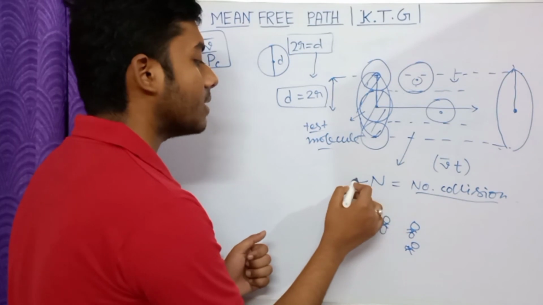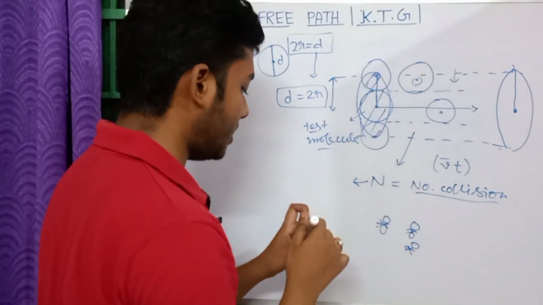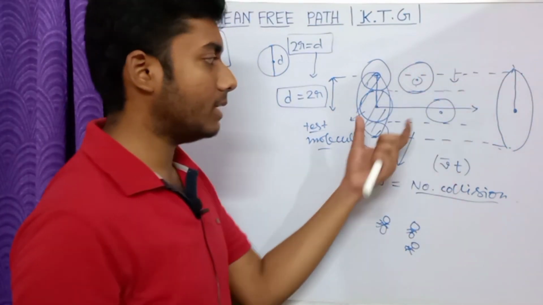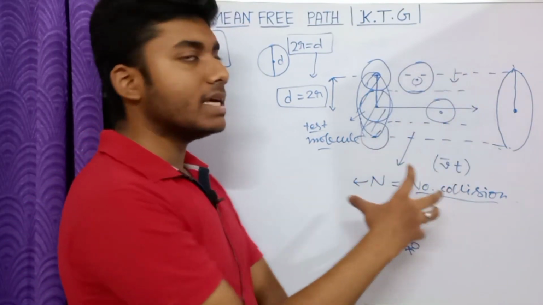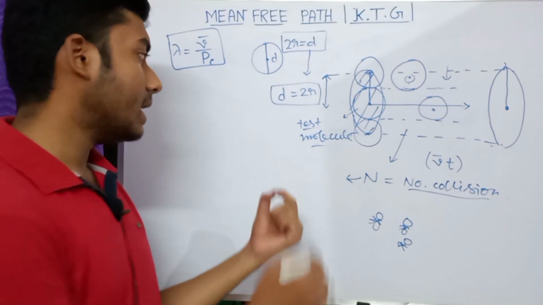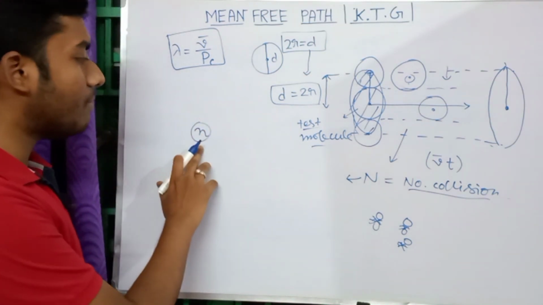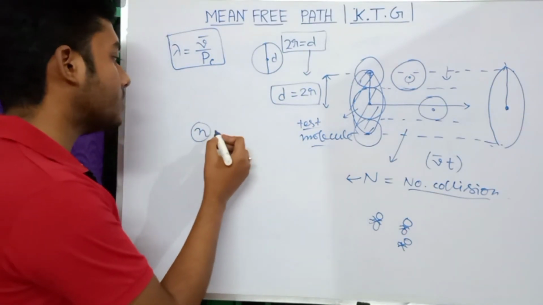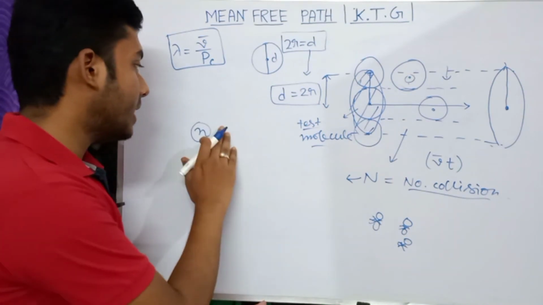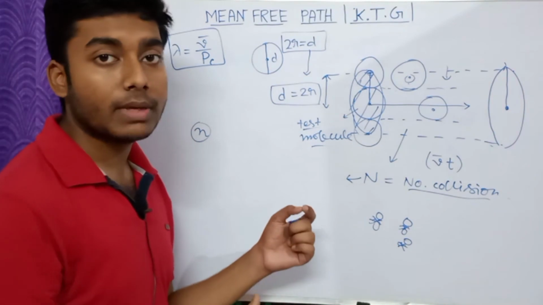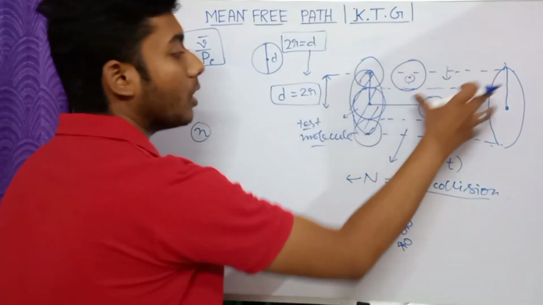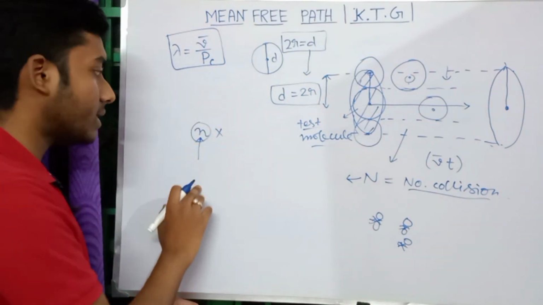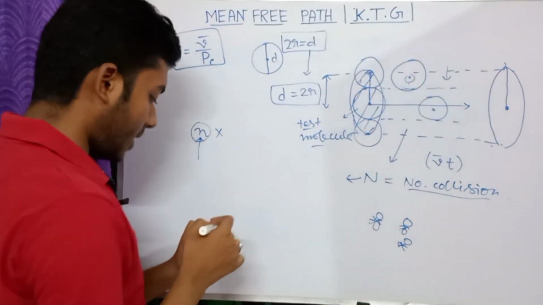Now we have to find this number n, that is, how many molecules are present in the volume of this imaginary cylinder. If there are small n molecules per unit volume in the gas, then the number of molecules present in this volume will be the number density n into the volume of this imaginary cylinder.